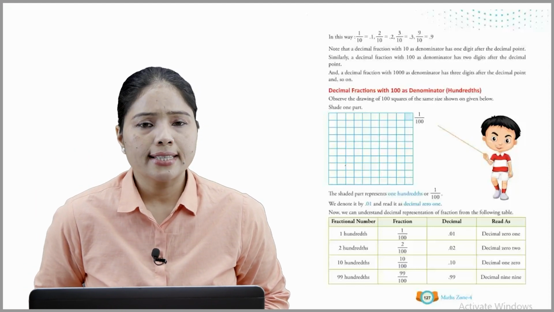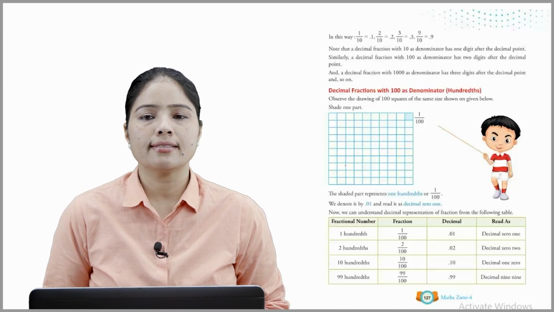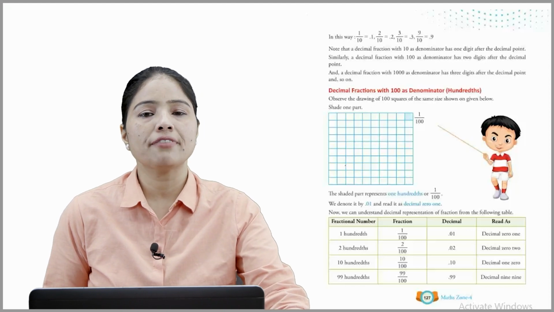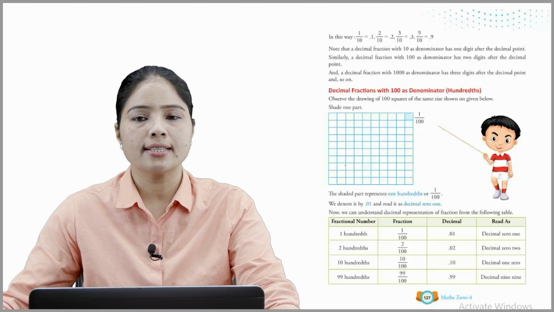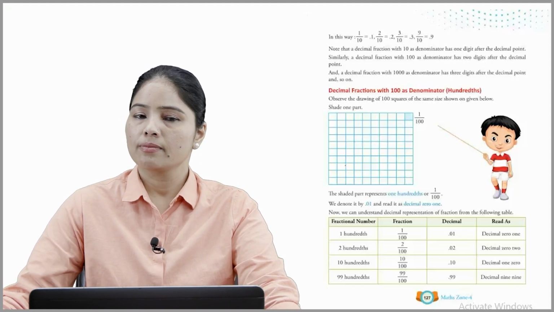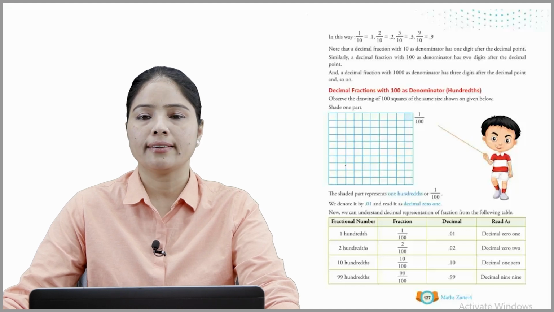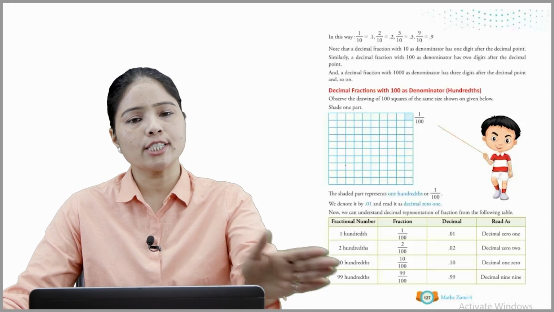Note that a decimal fraction with 10 as denominator has 1 digit after the decimal point. Similarly, a decimal fraction with 100 as denominator has 2 digits after the decimal point. And a decimal fraction with 1000 as denominator has 3 digits after the decimal point and so on.